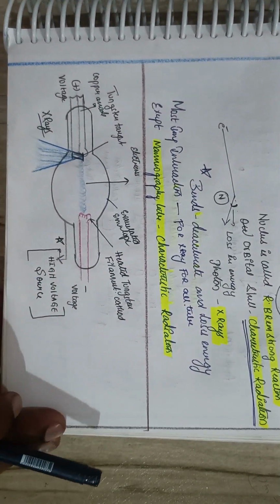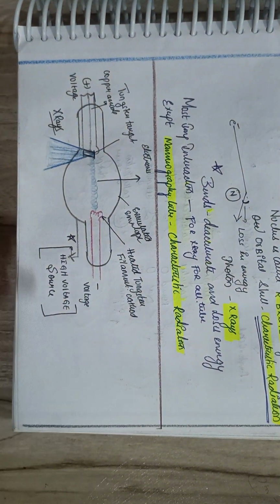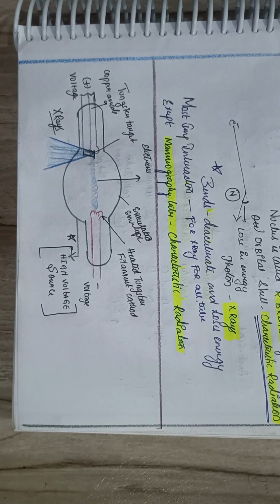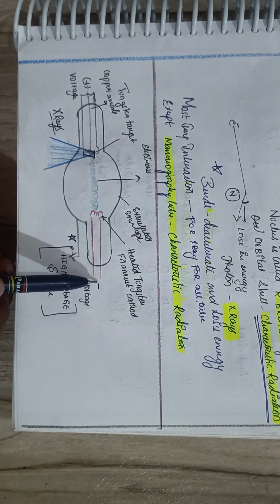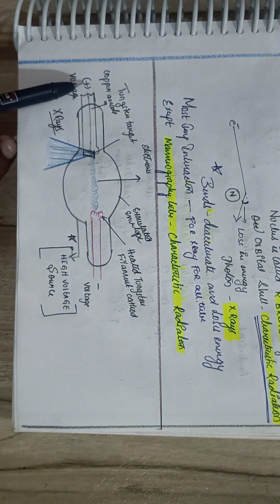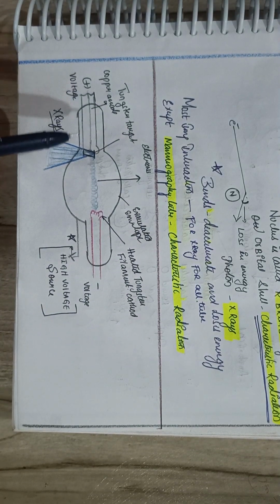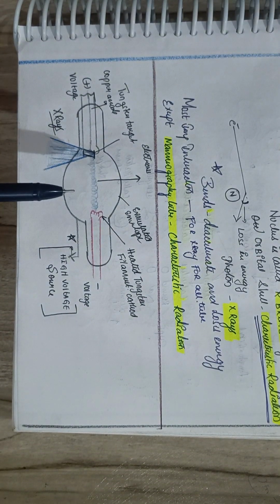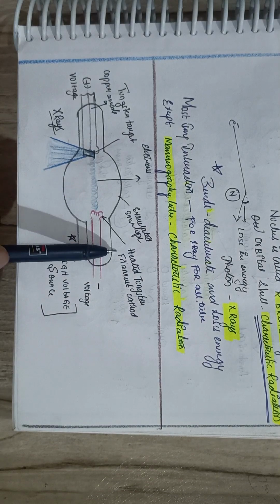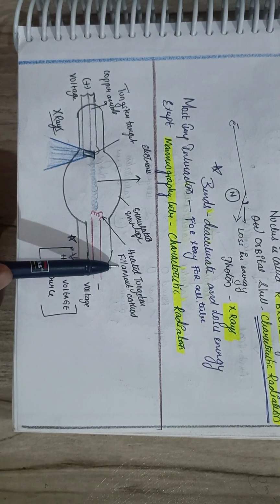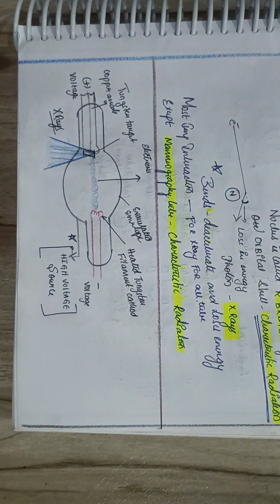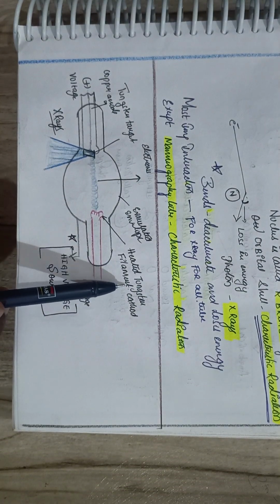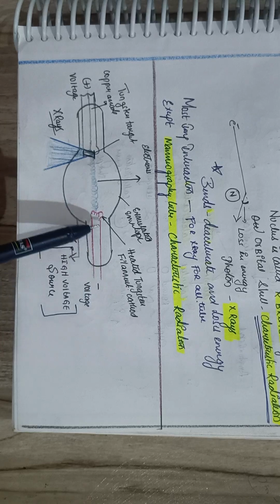If you look at the structure of this X-ray tube, this is a negatively charged cathode and this is a positively charged anode. Now, if you observe carefully, you have a filament here, guys, and this filament is made up of tungsten. Remember, the filament is made up of tungsten.